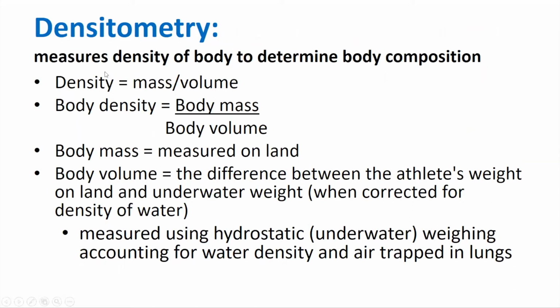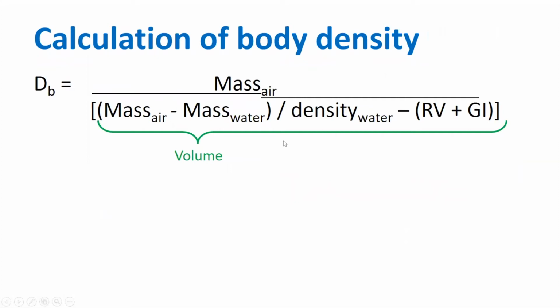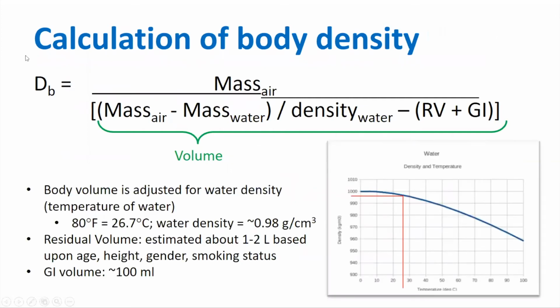We use the equation density is equal to mass divided by volume. So we know our body mass on land. We can measure that with a scale. And then we use the underwater weight to determine body volume. This is the equation that is given to you on your lab worksheet, where the body density, abbreviated Db, is equal to the mass of the body on land divided by the body volume, which is this entire denominator here. So the mass in air minus the mass in water is your volume, but we need to account for the density of water. The density of water is going to be dependent upon the temperature.